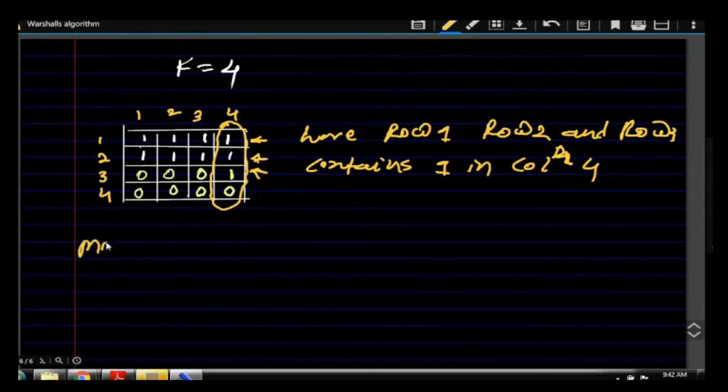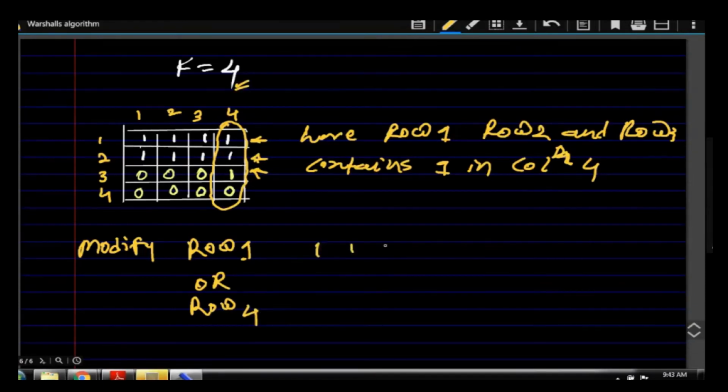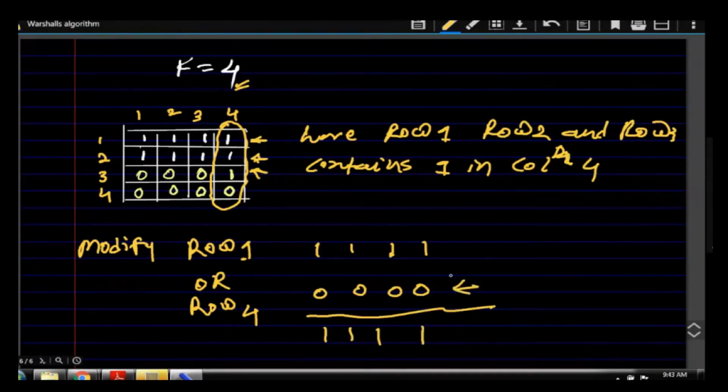So let us try to modify this. Modify row 1. How will it be modified? By ORing with row number 4. So row 1 is all ones and row 4 is all zeros. So what will be the result? The same number. Why is it the same number? Because you are ORing with a 0. These are all zeros. So row 1 ORed with row 4 gives the same.